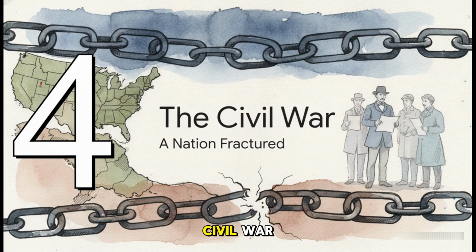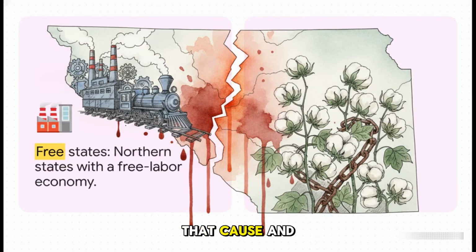Part 4. The Civil War. A nation fractured. But remember that cause and effect we talked about earlier? Every single new state added out west severely threatened to break that fragile truce back east. The addition of all that new territory turned into literal battlegrounds.